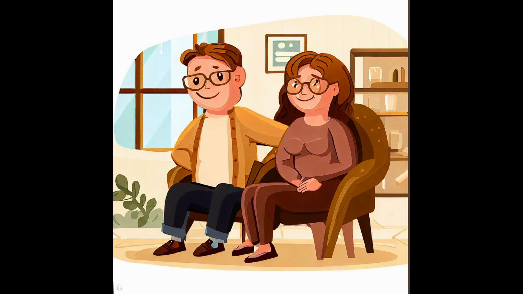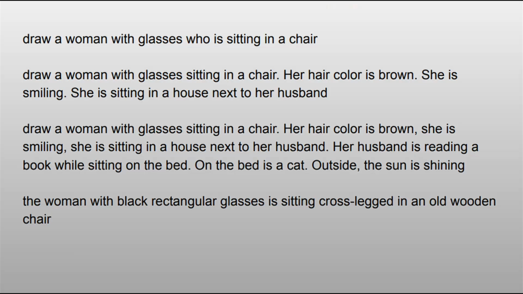Let's double it again. Draw a woman with glasses sitting in a chair. Her hair color is brown, she is smiling, she is sitting in a house next to her husband. Her husband is reading a book while sitting on the bed. On the bed is a cat. Outside, the sun is shining.